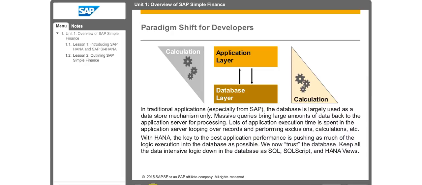Massive queries bringing large amounts of data back to the application server for processing are common. Lots of application execution time is spent in the application server looping over records and performing exclusions, calculations, etc. With SAP HANA, the key to the best application performance is pushing as much of the logic execution into the database as possible. We now trust the database to perform these operations. You then keep all the data-intensive logic down in the database as SQL, SQL script, and HANA views.